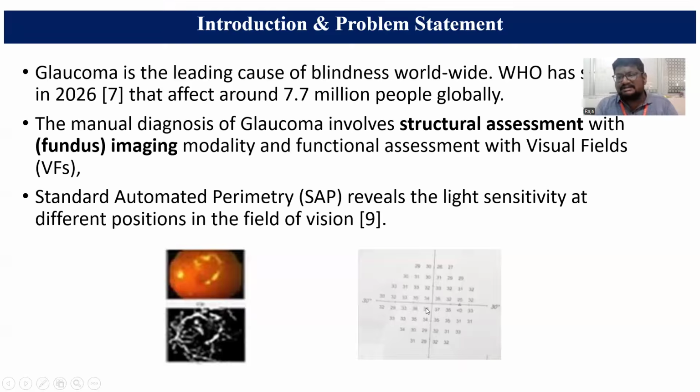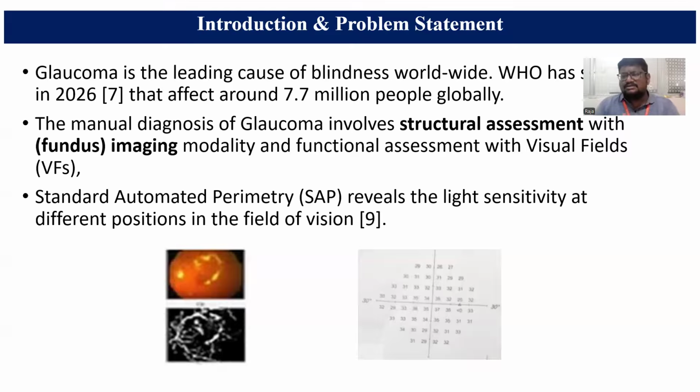Whereas functional assessment is not something like making the patient sit and observe whether his visibility is clear or not. The functional visual field is displayed as several values around a circle. They represent how sensitive the retina, the eye of a particular person, is to a particular light. That is the visual field that is being taken. Standard automated perimetry is the device used to capture the visual field of a patient.